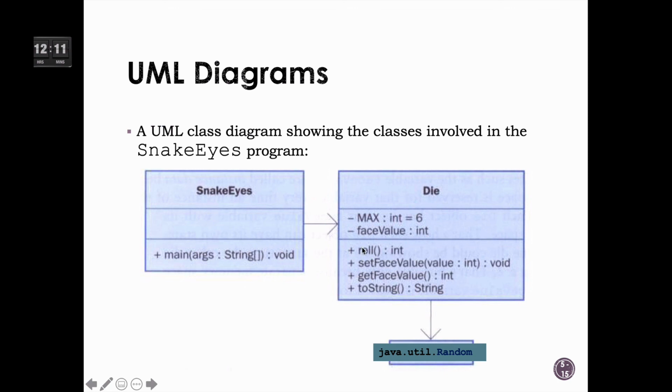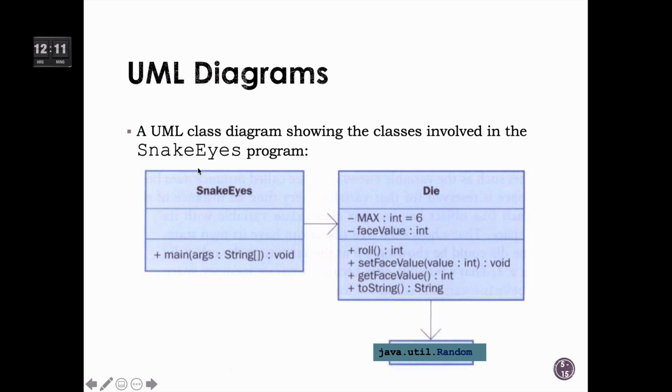So plus means that roll is public, anybody can use it, and it produces an integer. Set face value is another method. It is also public, a client can use it. It takes as argument an integer and produces nothing, returns void. Get face value takes nothing as argument and produces an integer, and it is public. And toString, of course, produces a string, and it is public.